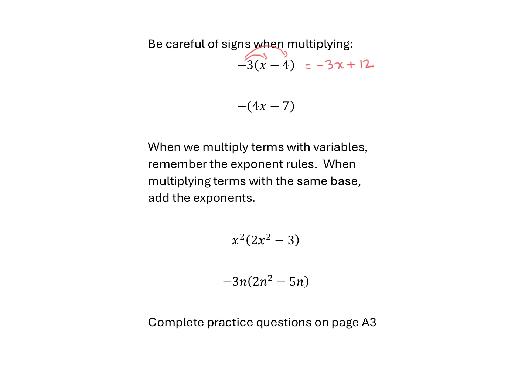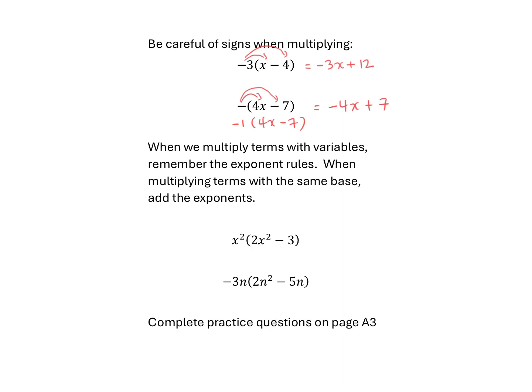In the next question, a negative in front is representing a negative 1. So if you want to write the 1, that's fine, if that makes you understand it easily. So I'm multiplying negative 1 times 4x, so that's negative 4x. And then a negative 1 times a negative 7 gives us a positive 7. So just be careful of signs when we are multiplying.